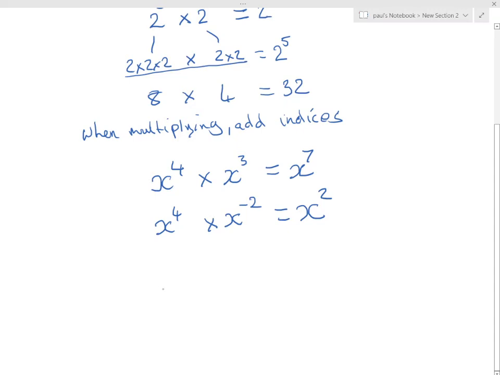That's all we do. So if we have a squared b 3 times a 4 b 6, you do the numbers, you do the letters individually. So you do the A's first, yeah? A, 2 and 4 is 6, and B, 3 and 6 is 9. Yep.